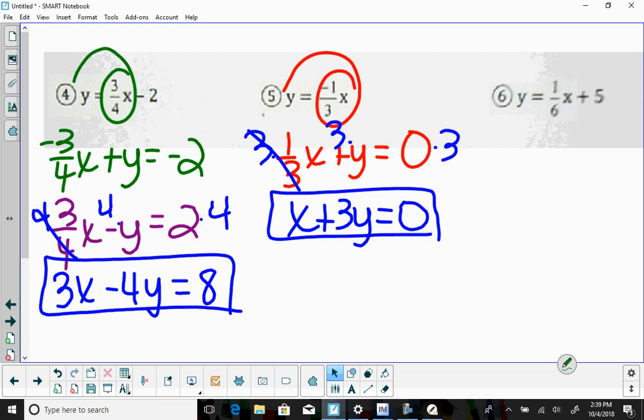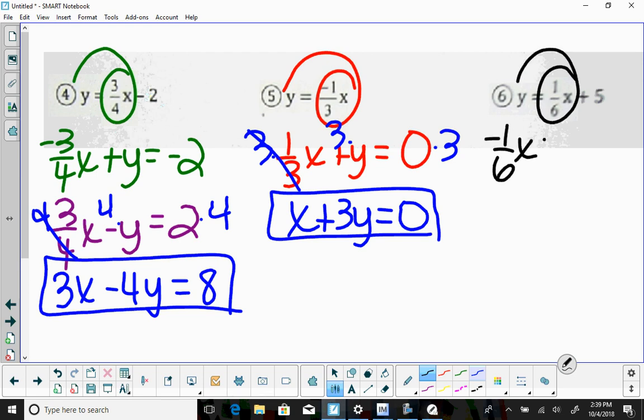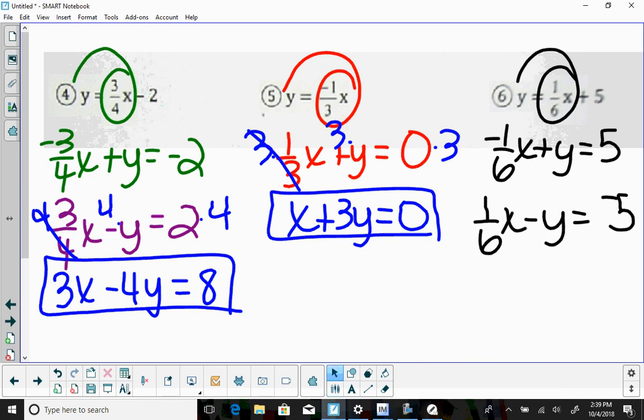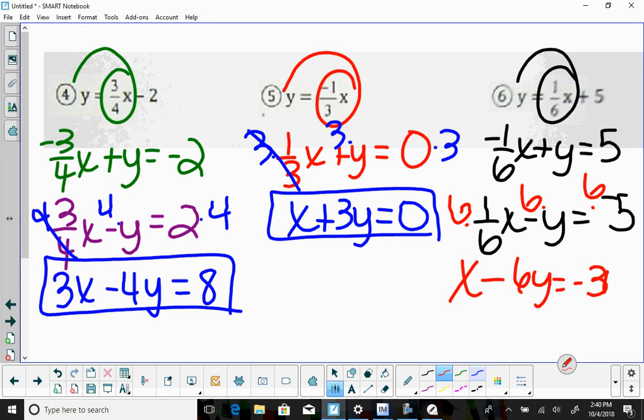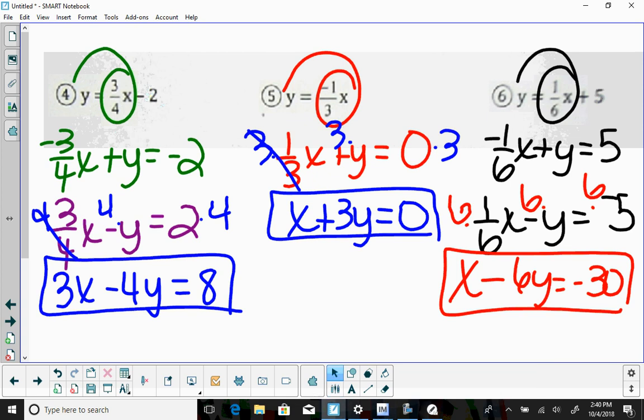Last one of these. I'm going to start by moving my 1/6. It's going to become negative. I'm going to change my signs. And then I'm going to multiply by my denominator. So I should get 1x, or just x, minus 6y is equal to negative 30. Okay, so that's just the first set of notes that we did today, the changing from slope-intercept to standard form.